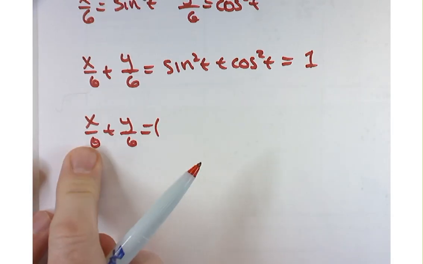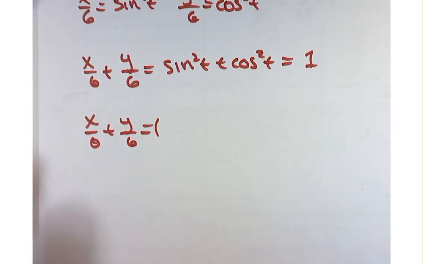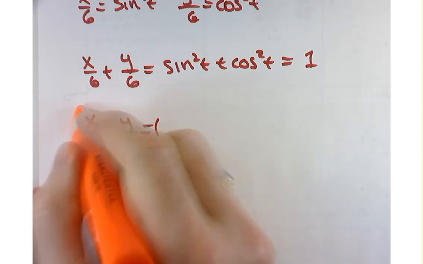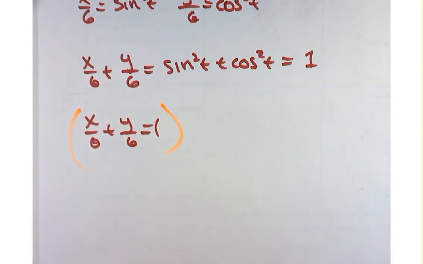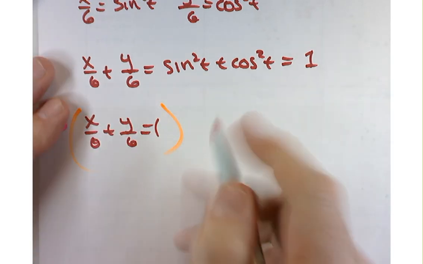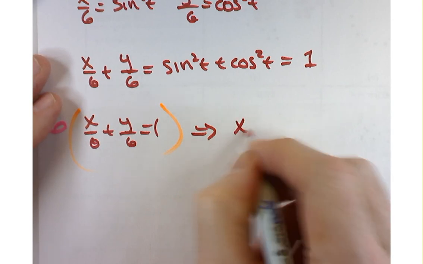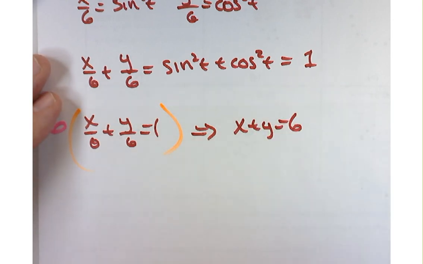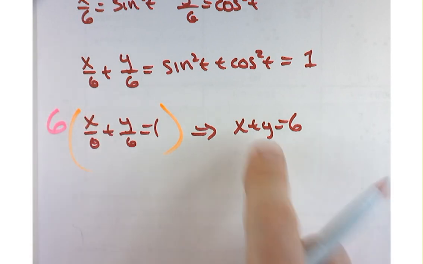Let's multiply both sides of this expression by 6. Kind of clean it up a little bit. So if I multiply everything through by 6, that'll give me a little bit cleaner equation, x plus y equals 6. Yeah, you can move the x over and put it in slope-intercept form.